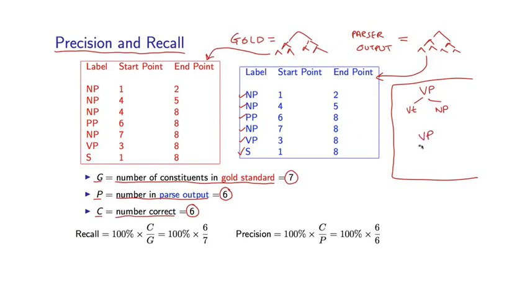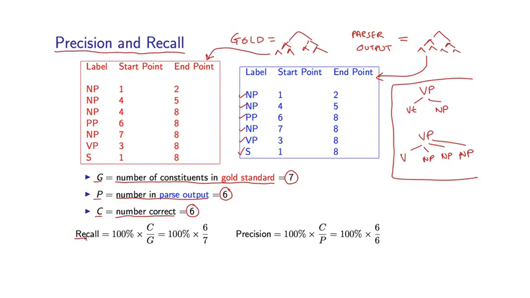But in reality, in these tree banks, we allow rules which are non-binary branching, and because of this we may end up with different numbers of constituents in the two parse trees.